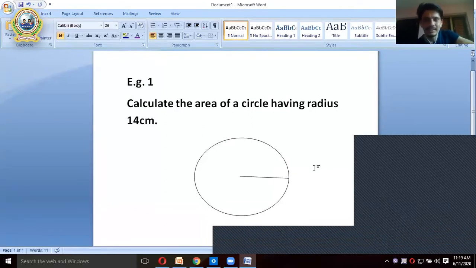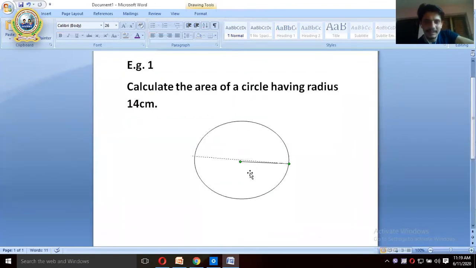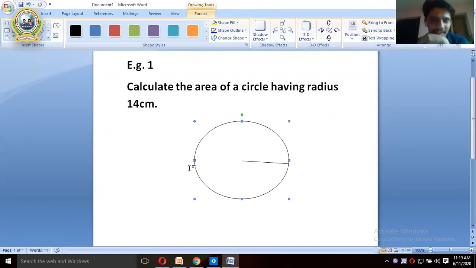So see here. This is called diameter: the straight line which is drawn through the center of the circle. This is called diameter, and the radius means half of the diameter. Let's say this is the center of the circle, and this is the radius. So radius is given as 14 centimeter.